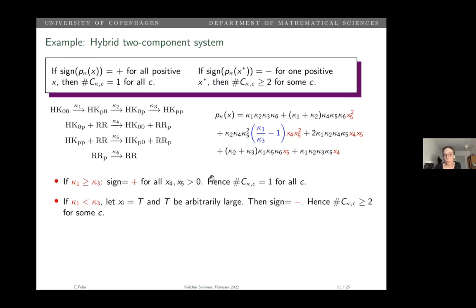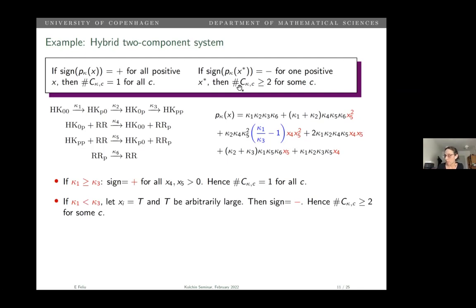If that's not true, if this is negative, then the question is, okay, can I make the polynomial negative? And here in this case, the answer is yes, because you just let x4 and x5 be equal to t. Then this becomes a polynomial of degree 3 in t, with leading coefficient this number that is negative by the assumption, right? So then you let t be large enough, and this becomes negative. So if k1 is smaller than k3, this coefficient is negative, and the polynomial can attain negative values.